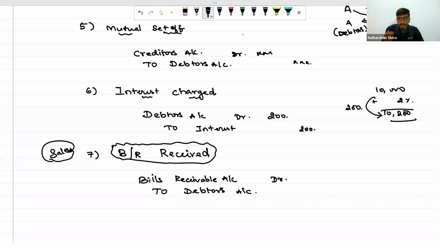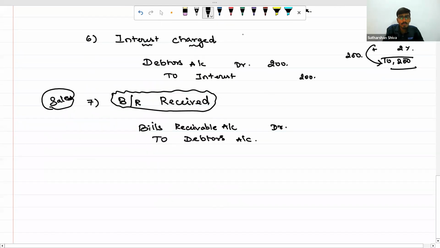So bills receivable account debit to debtors account is my entry. You have received the bill, but you have not got your payment. It is in paper form. It is not cash. It is not in money form.